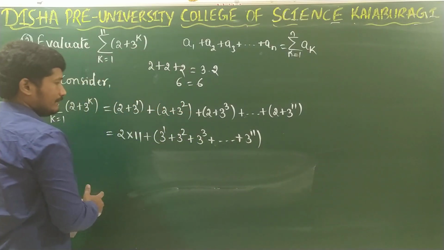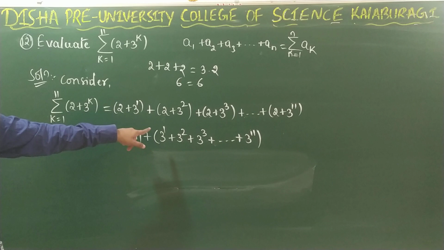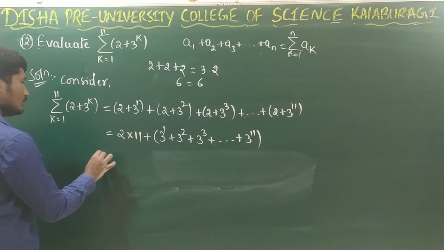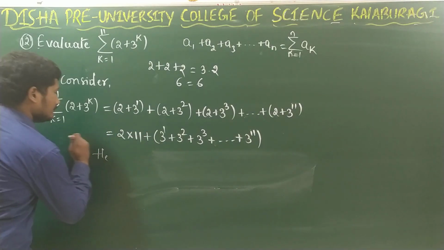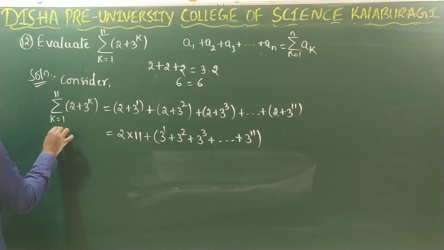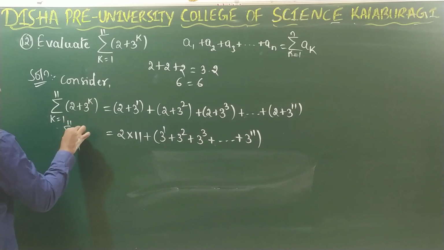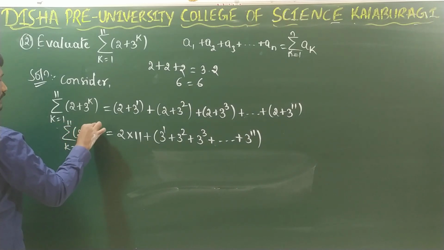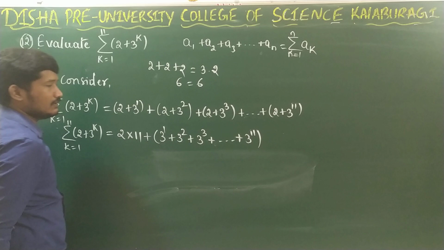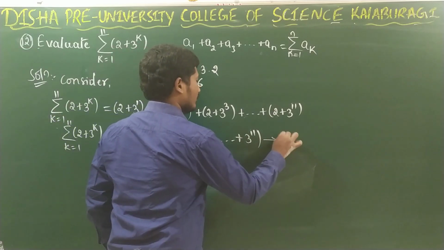So see here. Here the series is becoming a geometric series, right? So let us write that. Here this will be what? Summation k is equal to 1 to 11, 2 plus 3 power k can also be expanded like this. So let us take this as equation number 1.